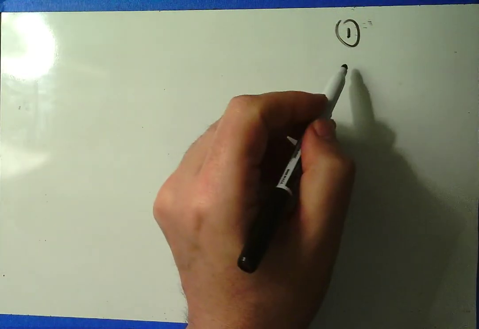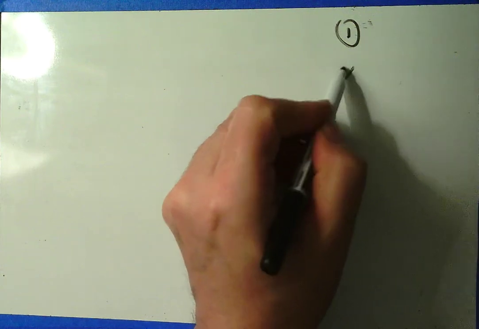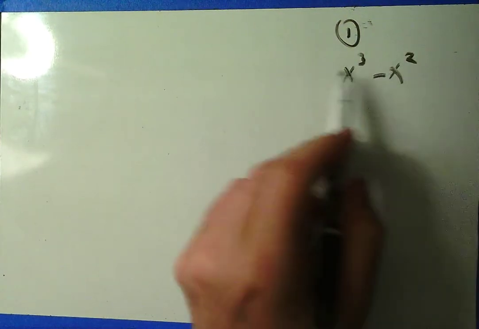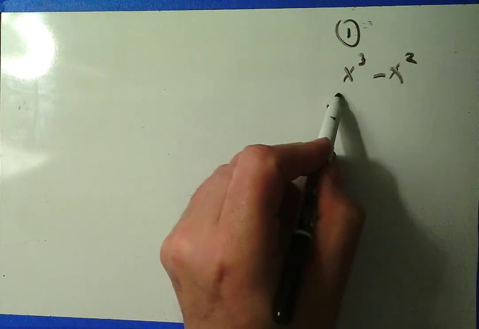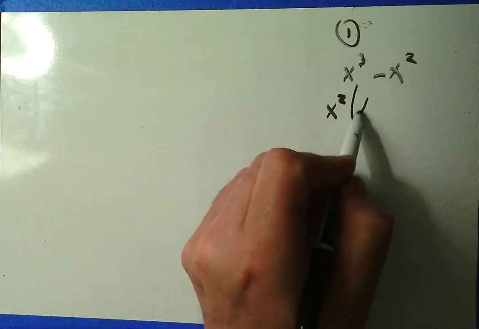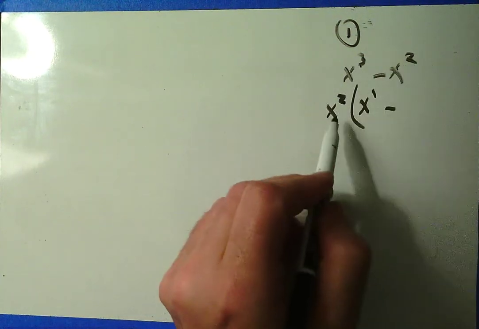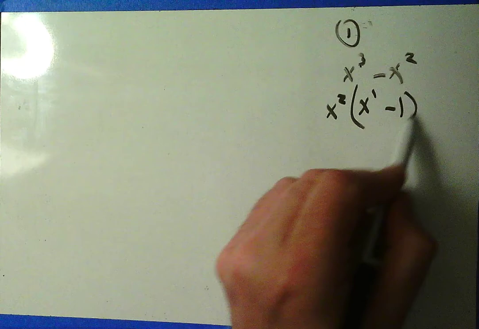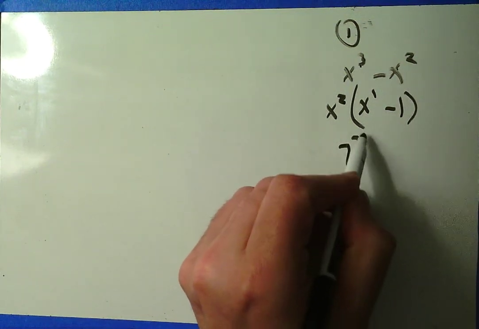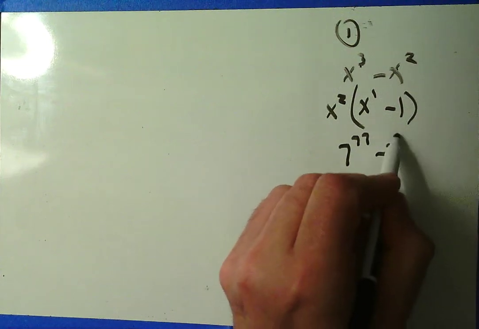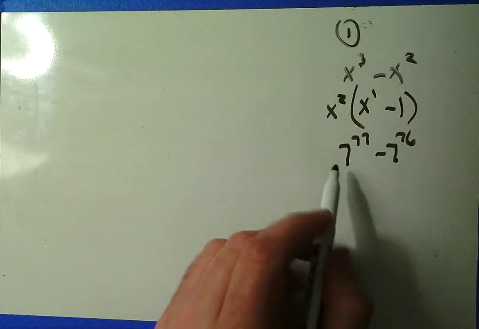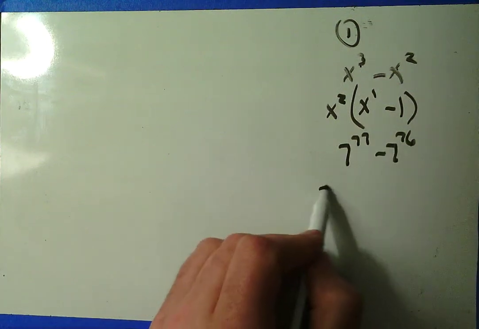Instead, let's take a look at this. If I had x to the third minus x squared, I could factor out the smallest power of the common factor. I would subtract that 2 from here to get x to the 1, and x squared divided by x squared is 1. Well, I'm going to use a similar factoring strategy on 7 to the 77th minus 7 to the 76th. I'm going to take out the smallest factor, 7 raised to the 76th.